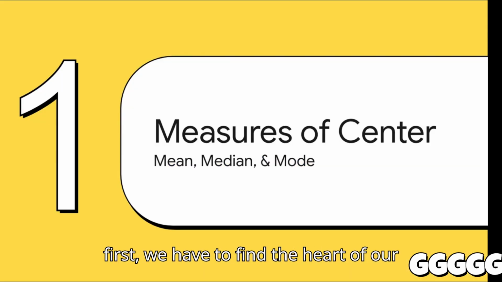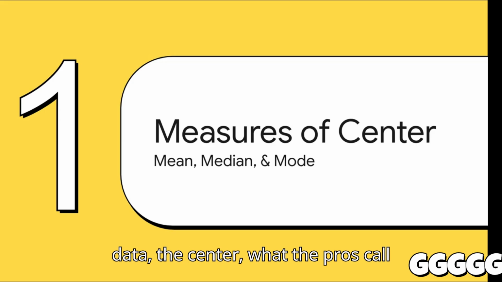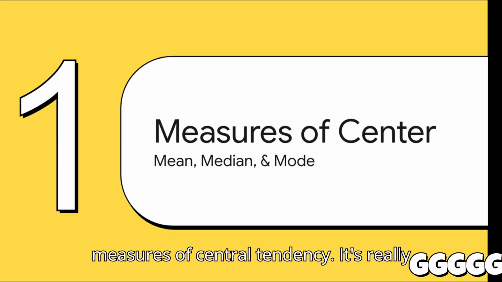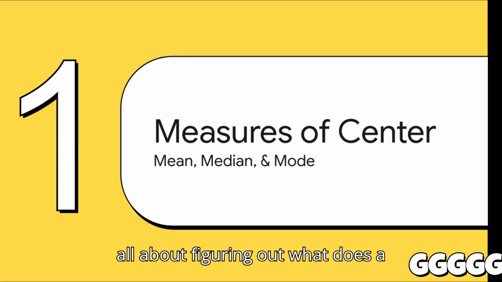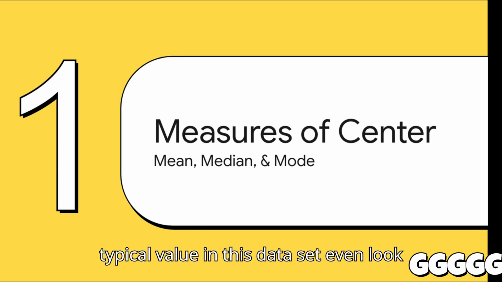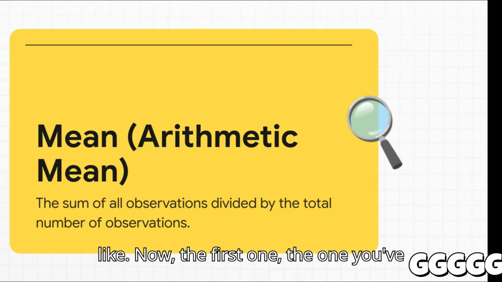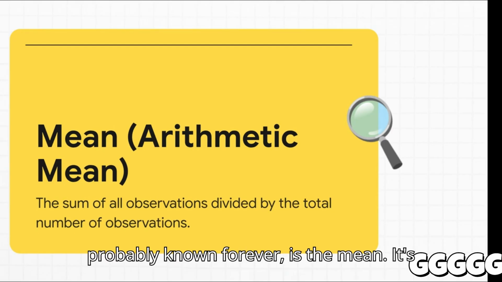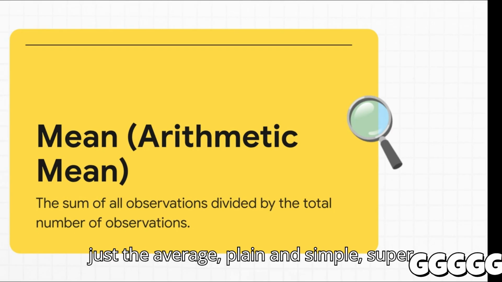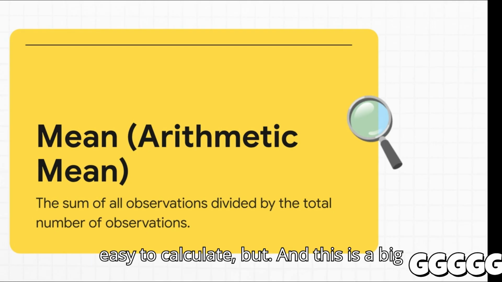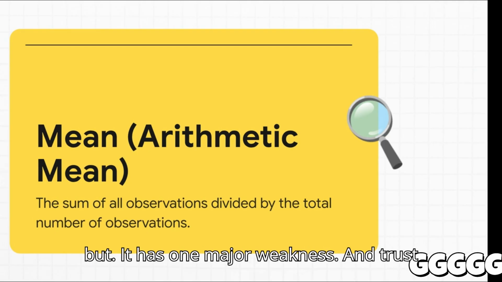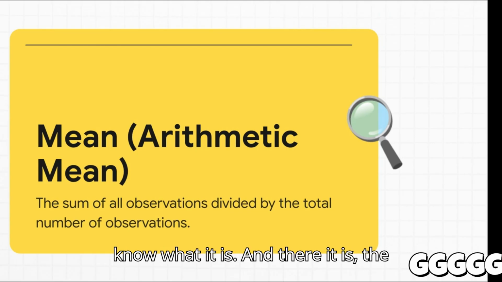So first things first, we have to find the heart of our data, the center, what the pros call measures of central tendency. It's really all about figuring out, what does a typical value in this dataset even look like? Now, the first one, the one you've probably known forever, is the mean. It's just the average, plain and simple. Super easy to calculate, but, and this is a big but, it has one major weakness. And trust me, your lecturer absolutely wants you to know what it is.